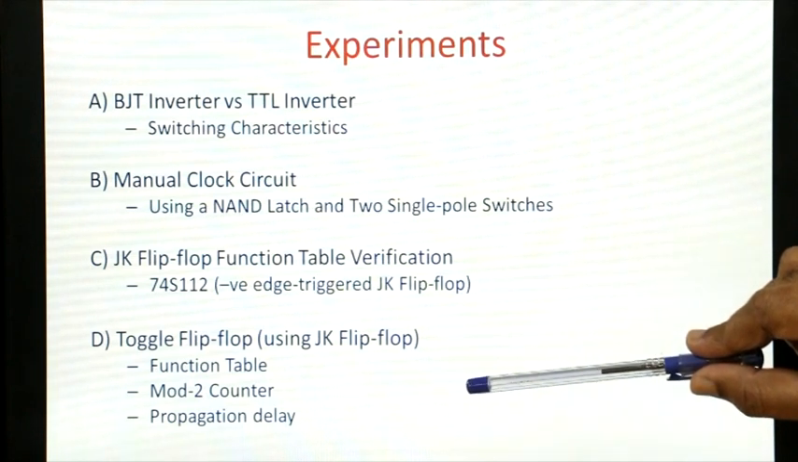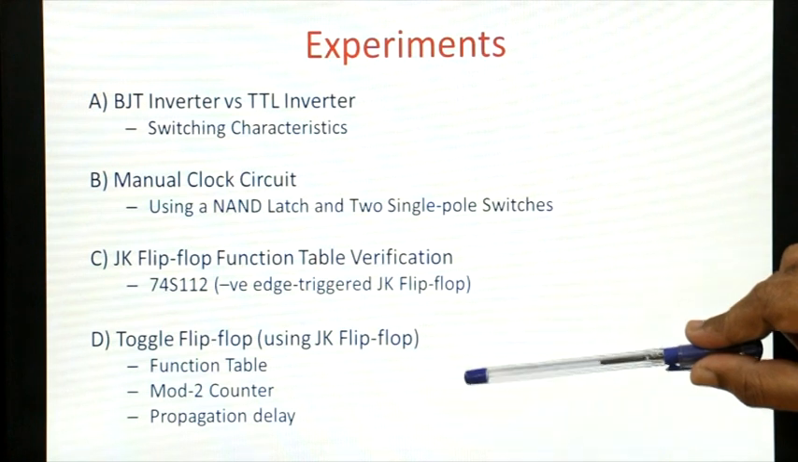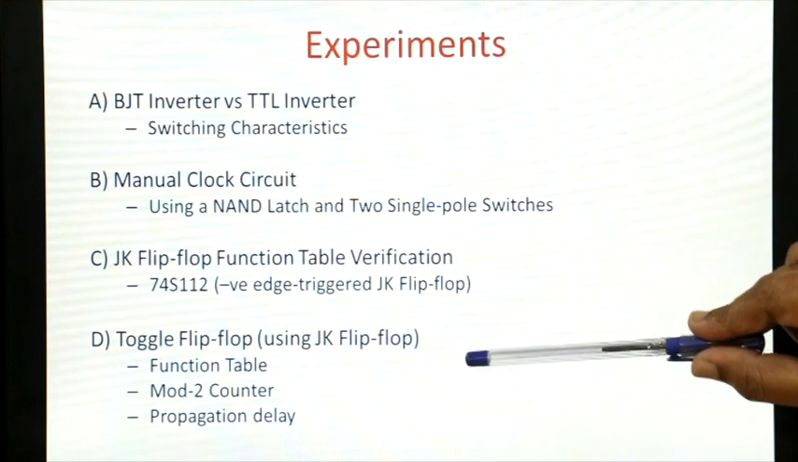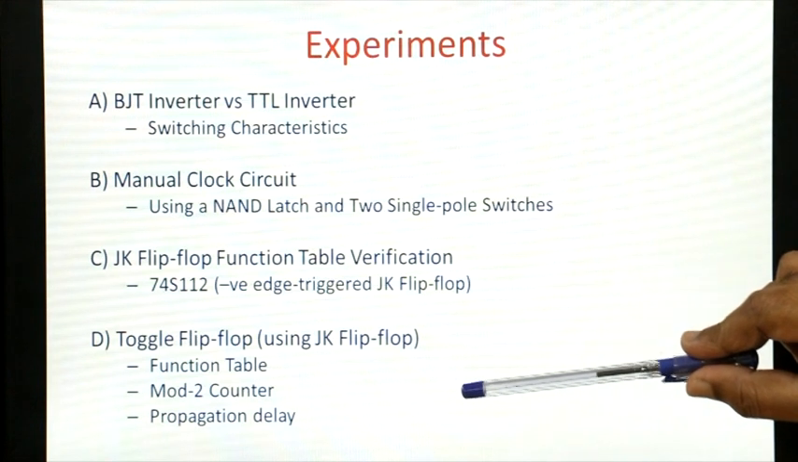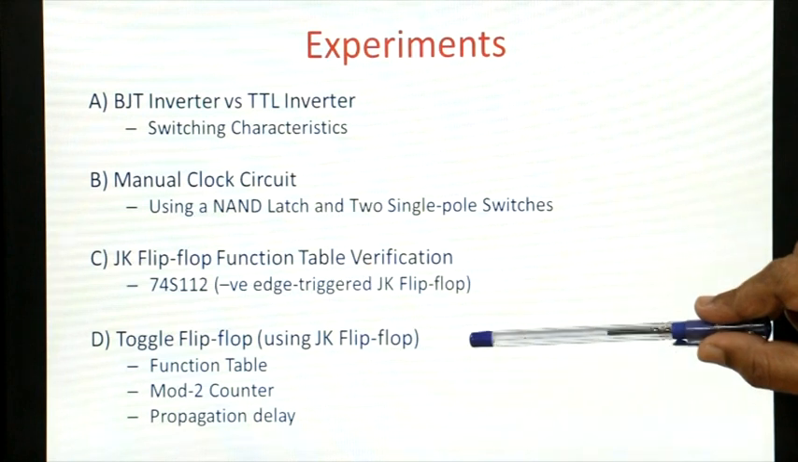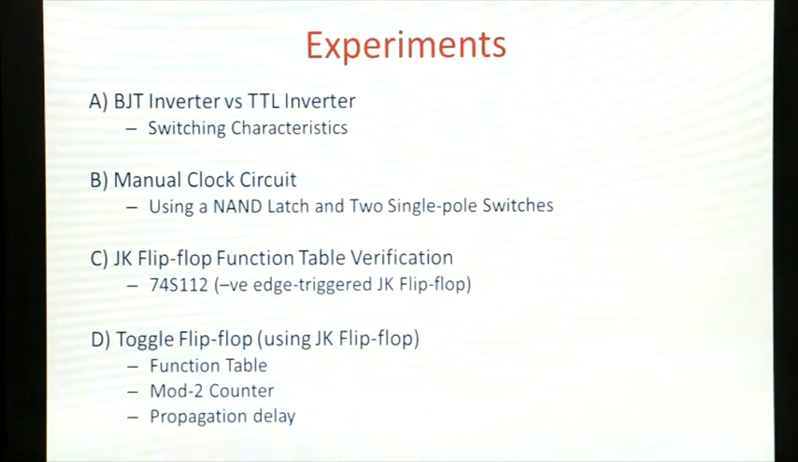So therefore we would use this toggle flip-flop as a mode 2 counter, and we will see how fast or high it can go. And also finally we will measure the propagation delay of this particular flip-flop, which is an important parameter when you talk about sequential circuits. So these are the four parts of this particular experiment.